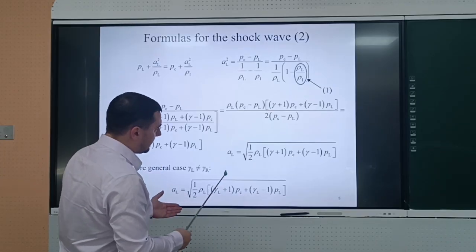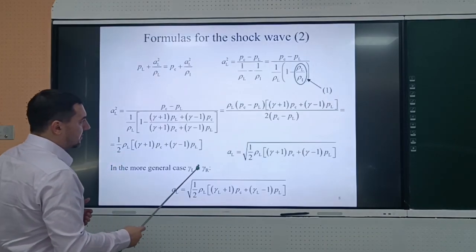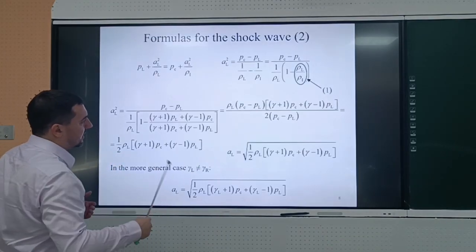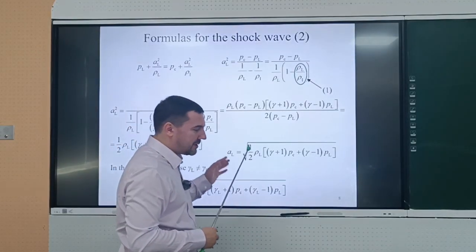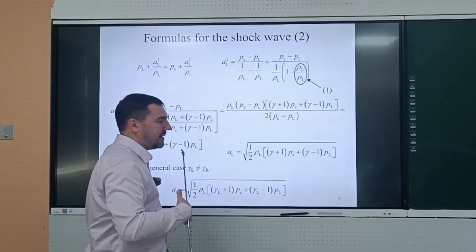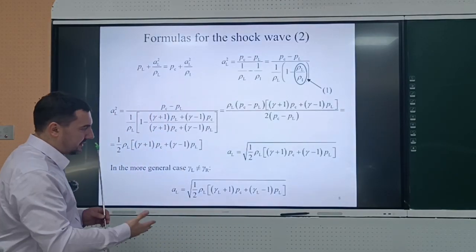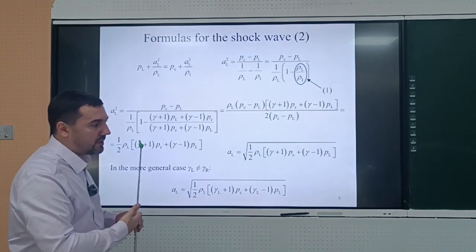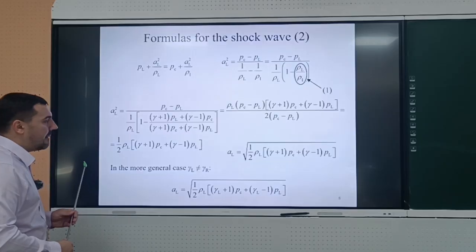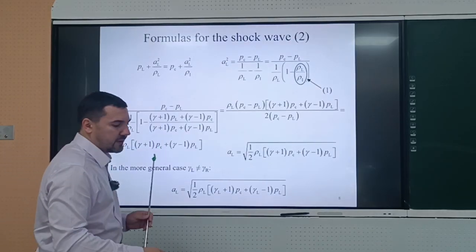We can use different gases to the left and to the right. So once again, this formula is only the simplest possible consideration in general, but these formulas can be used for more complex cases when you have different gases, for example, to the left and to the right, or multi-component gases and so on. But now this is the simplest possible consideration.